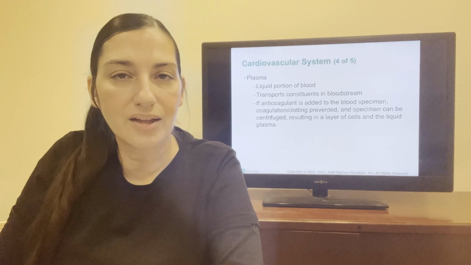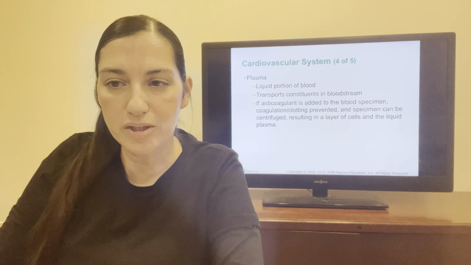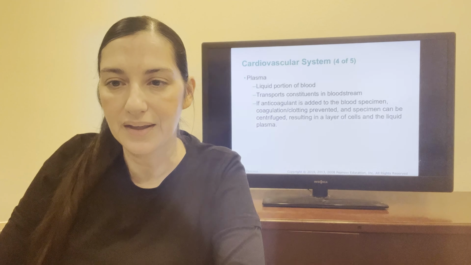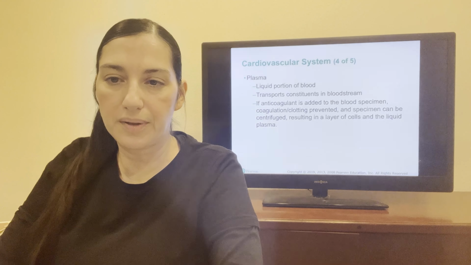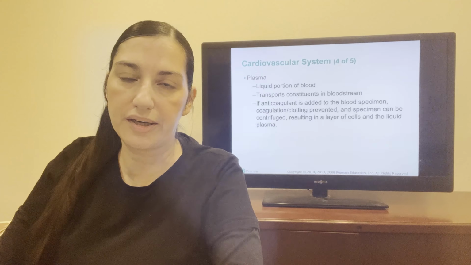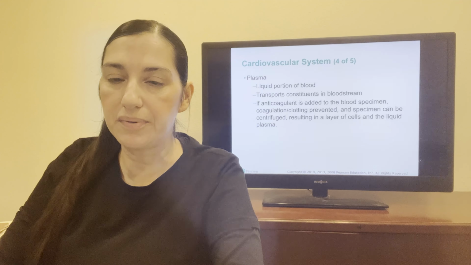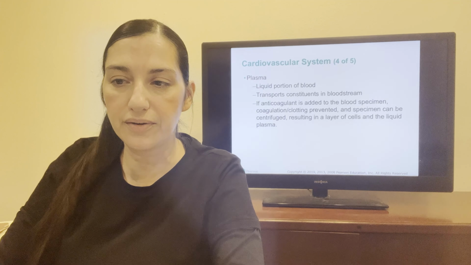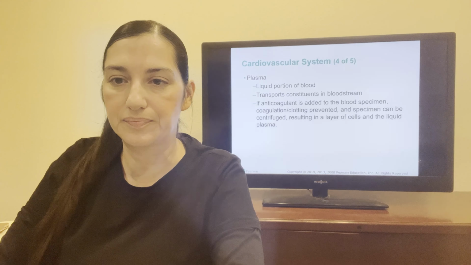Plasma, the liquid portion of the blood. It transports constituents in the bloodstream. If anticoagulant is added to the blood specimen, coagulation, or clotting, is prevented, and the specimen can be centrifuged, resulting in a layer of cells and the liquid plasma.